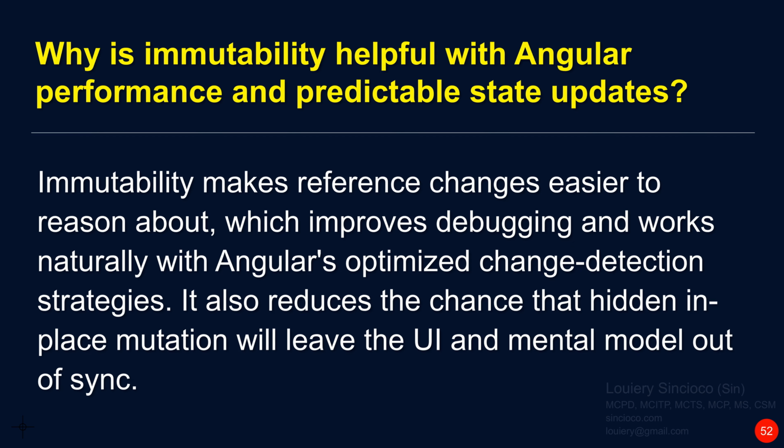Why is immutability helpful with Angular performance and predictable state updates? Immutability makes reference changes easier to reason about, which improves debugging and works naturally with Angular's optimized change detection strategies. It also reduces the chance that hidden in-place mutation will leave the UI and mental model out of sync.